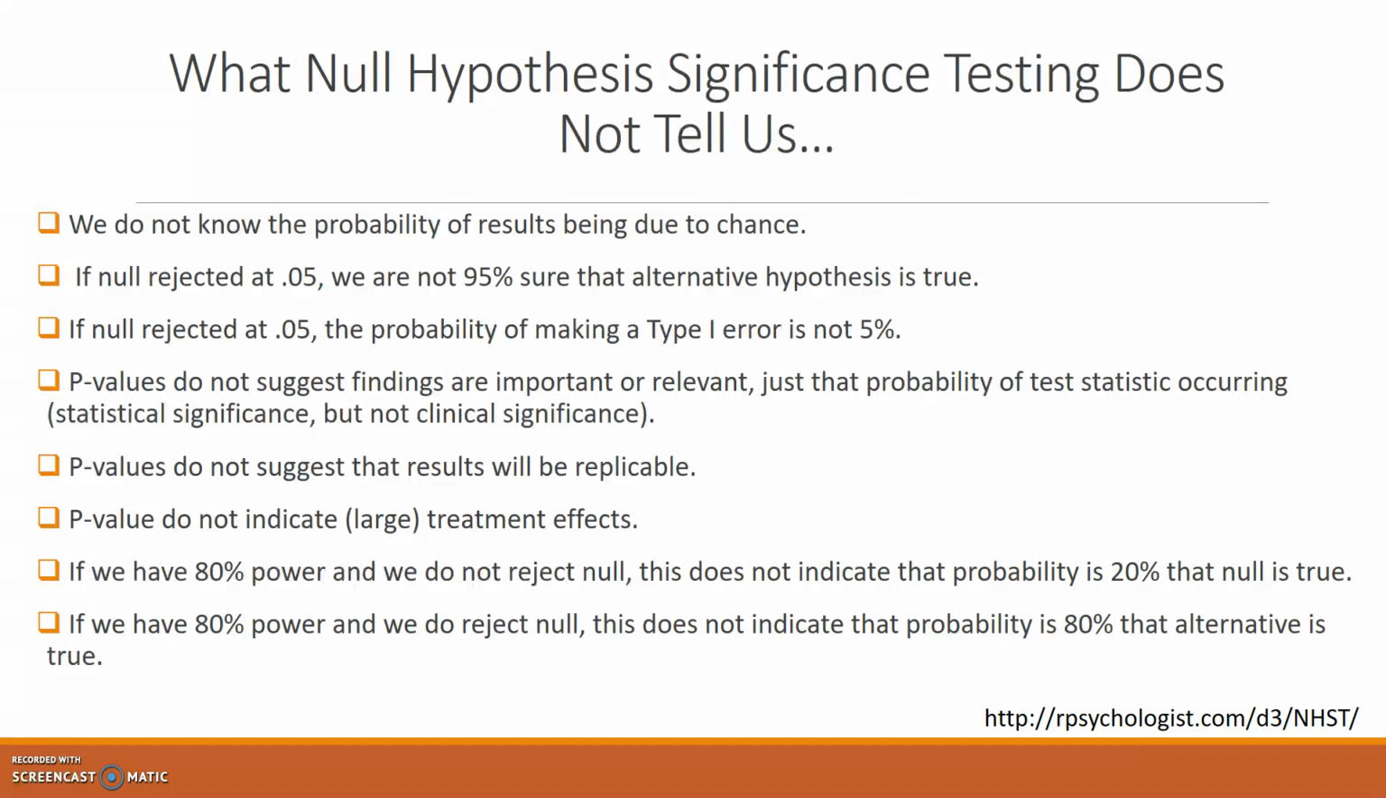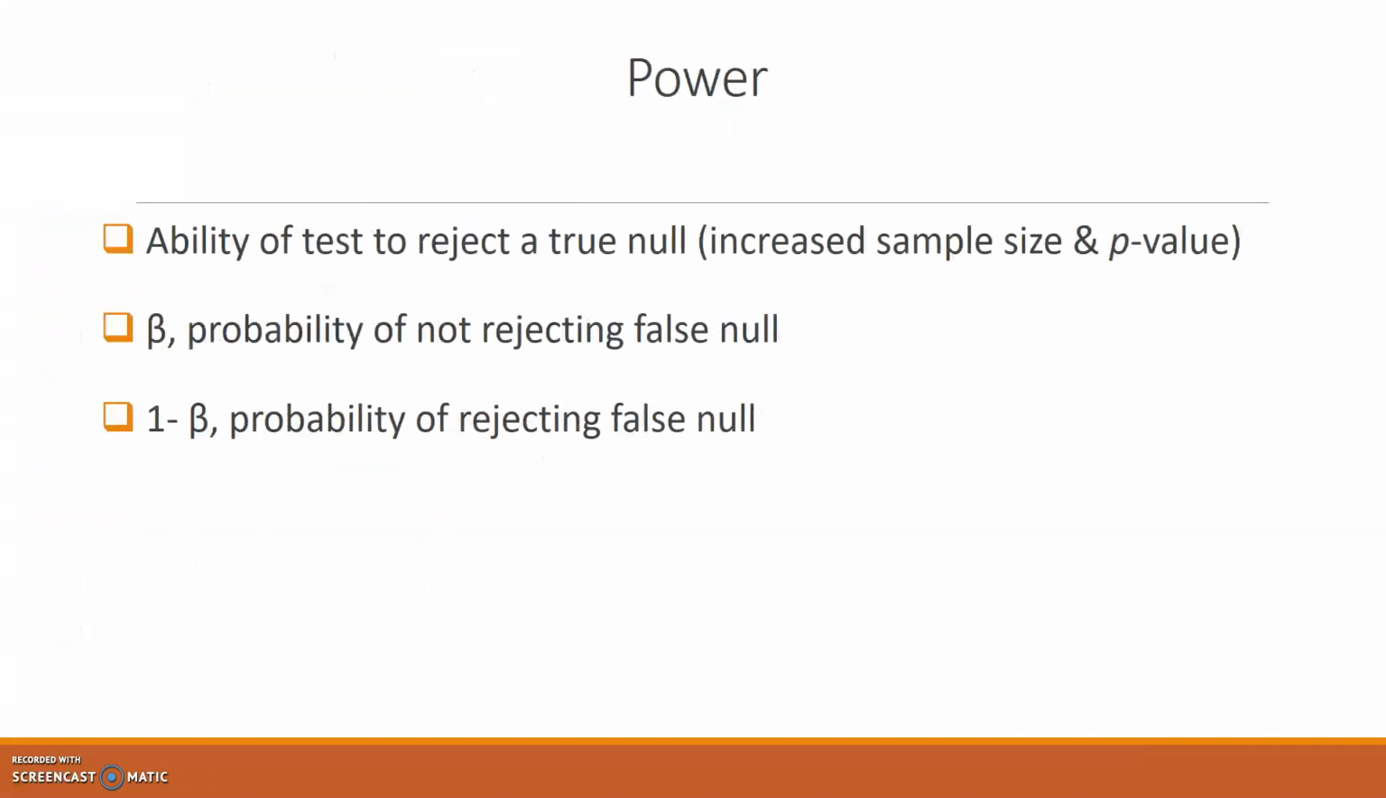The p-values have nothing to do with treatment effects. Again, we're going to look at what we call effect sizes that we must complement with p-values. If we have 80% power, this does not mean the probability is 20% that the null is true. Again, the p-value is only telling us whether or not the means differ or are the same.